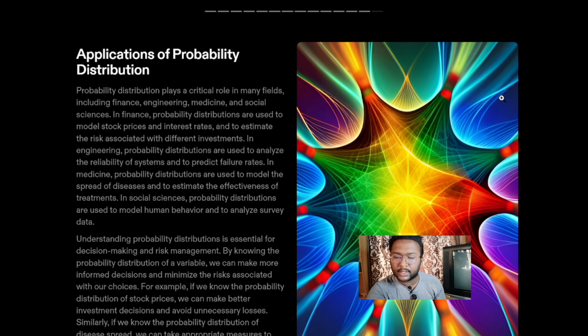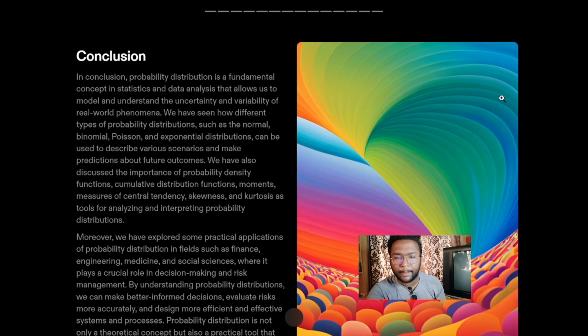Understanding probability distribution is essential for decision making and risk management. By knowing the probability distribution of a variable, we can make more informed decisions and minimize the risk associated with our choices. For example, if we know the probability distribution of a stock price, we can make a better investment decision and avoid unnecessary losses. Similarly, if we know the probability distribution of a disease, we can take preventive measures and correct the problems which occur in the medical field.